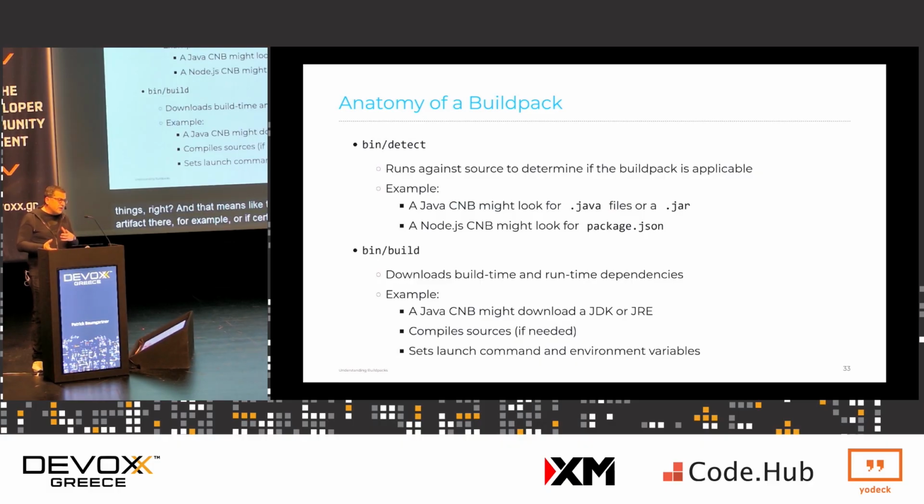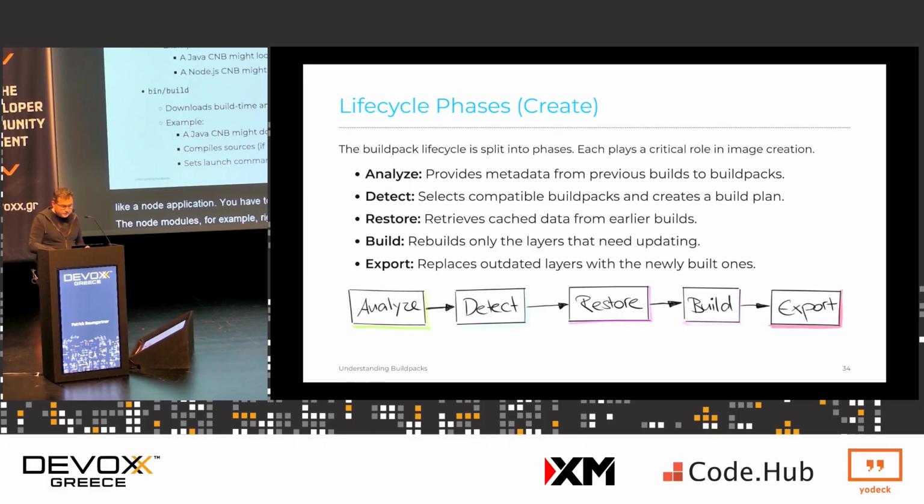And then in the build phase, we are doing a certain thing, right? That means, for example, for a Java application, there might be the JDK installed, there might be a JRE installed and so on, right? And sometimes you might need to build something like a Node application. You have to download the Node modules, for example, right? And that would happen in there.